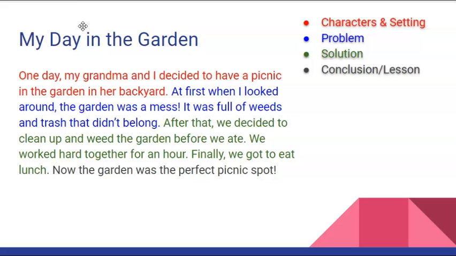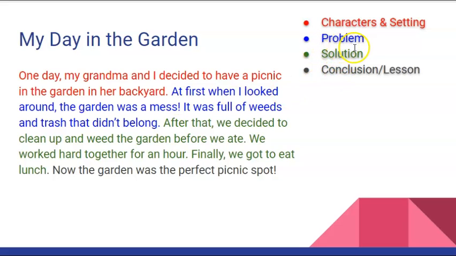So you're thinking in your head, you're an astronaut. What would it be like to land on the moon? I'm going to be writing about what it was like in the garden. Follow along and we'll go back over how Miss Kelly was able to write her story. My Day in the Garden by Miss Kelly. Okay, first up, I need to make sure I talked and introduced my characters and the setting. One day, my grandma and I decided to have a picnic in the garden in her backyard. Do we know who I'm talking about? Yeah, my grandma and I. Do we know the setting of our story? Yeah, we're in the garden in her backyard.